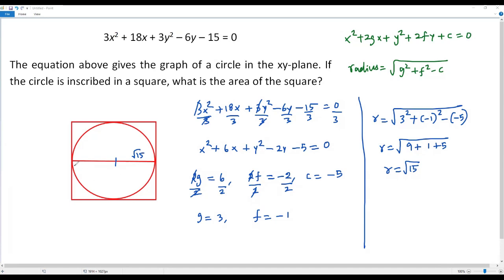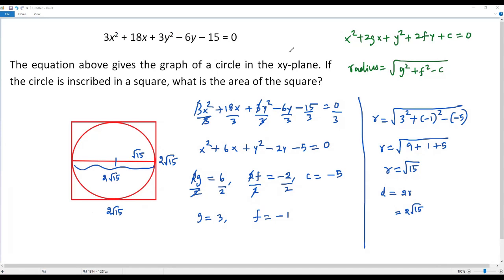But our aim is to get the diameter of the circle. To get the diameter, we have to multiply the radius by 2, that is 2 times the square root of 15. So the diameter of the circle is 2√15. The same value is the length of a side of the square. Since it is a square, all four sides are equal in length, so the length of this side is also 2√15.